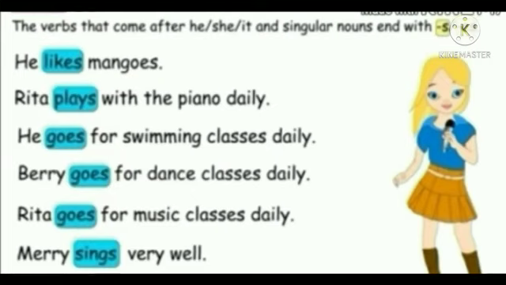So dear children, the verbs that come after he, she, it and any singular noun end with S or ES. For example, he likes mangoes. Here, he is the singular subject or singular noun. So we add S to the verb like. So the sentence becomes he likes mangoes.